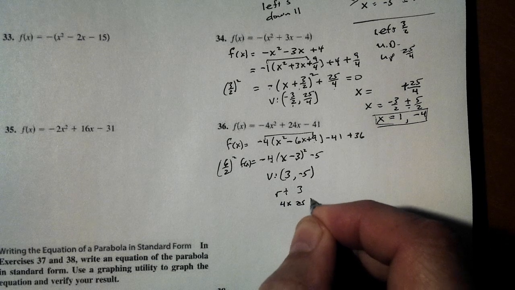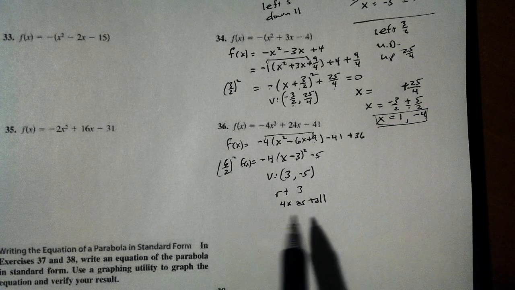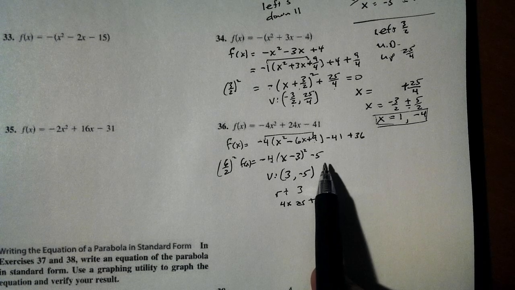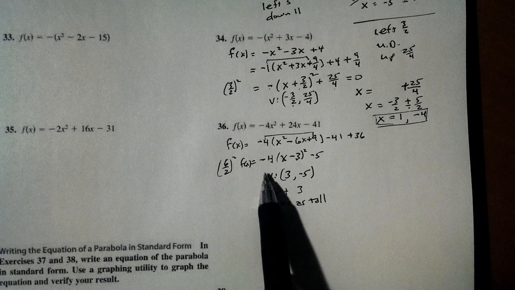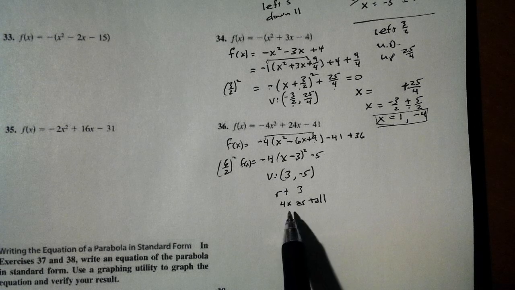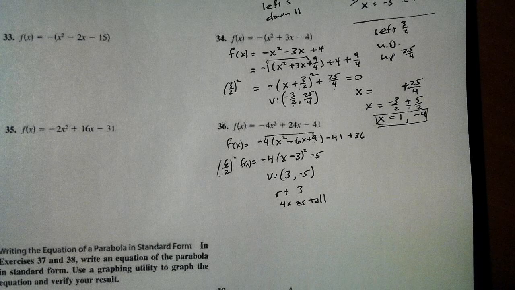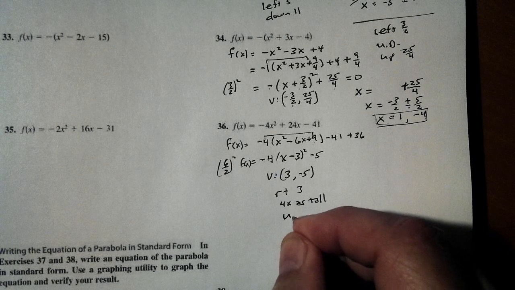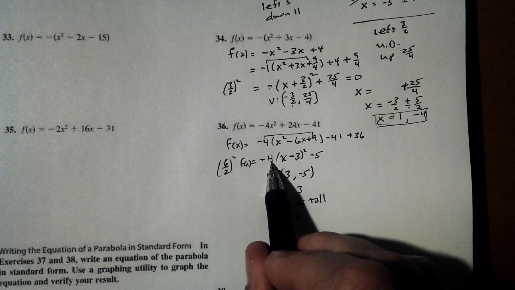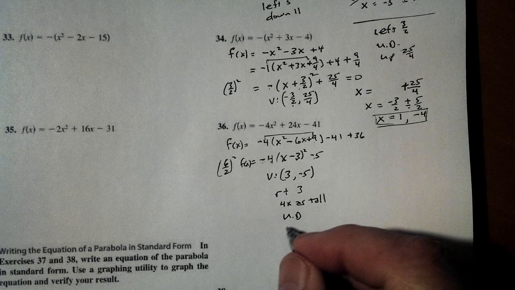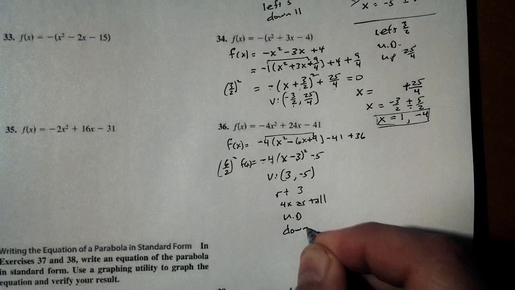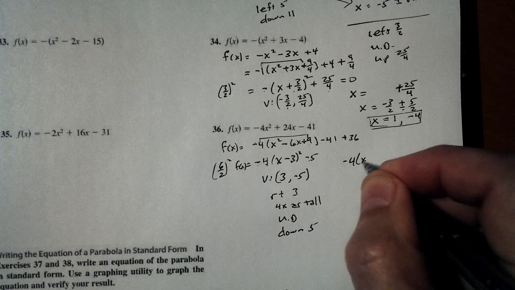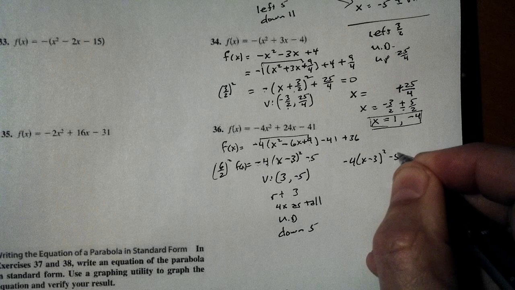4 times as tall, which means over 1 is normally up 1. Now over 1 is going to be up 4. Over 3 is normally up 9 on a regular old parabola. Oh, but actually it's going to end up being down. But over 3 would now be up 4 times 9, would now be up 36. But we are also upside down. Right 3, 4 times as tall, upside down, and down 5.